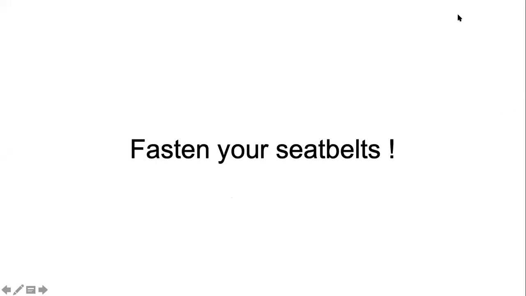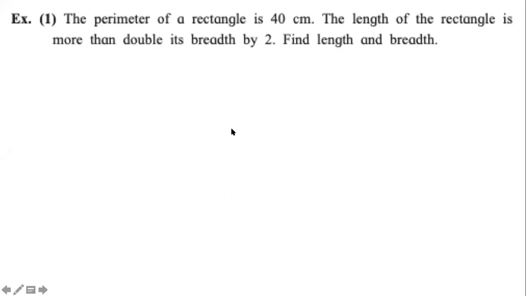First example is this. I want Aarti Banya to read the question. The perimeter of a rectangle is 40 centimeter. The length of the rectangle is more than double its breadth by 2. Find the length and breadth. Thank you, Aarti. Thank you very much.